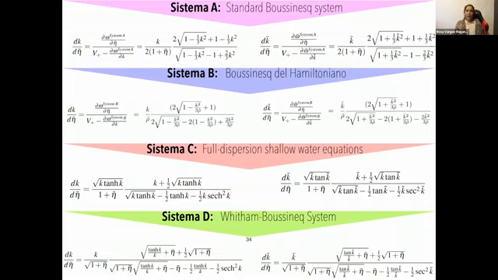So we have here all the systems of matching equations, and the first two can be solved analytically by using the recommended change of variables in the papers of Hoefer and El. And the last two can only be solved numerically.